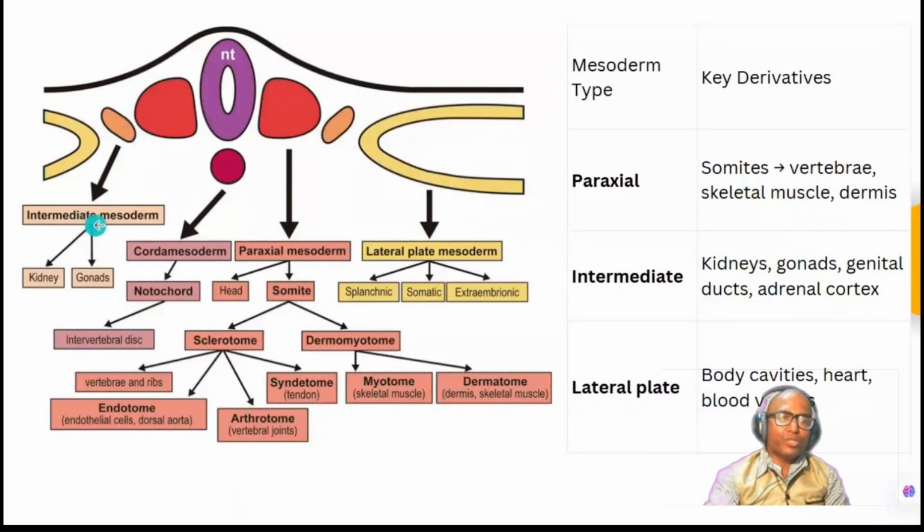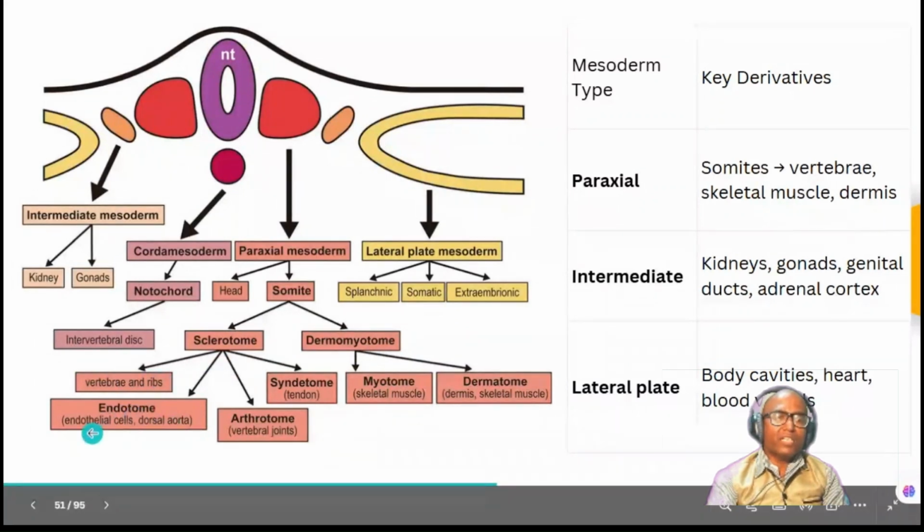This is the intermediate mesoderm, which will give rise to kidneys and gonads. Now this is the notochord, a cord of mesoderm, that will lead to the formation of the notochord, and that will remain in the adult as the nucleus pulposus of the intervertebral disc. Then you have the paraxial mesoderm. This paraxial mesoderm will lead to the formation of the somites. The somites are further divided into sclerotome and dermomyotome. The sclerotome will lead to the formation of the vertebrae and ribs.